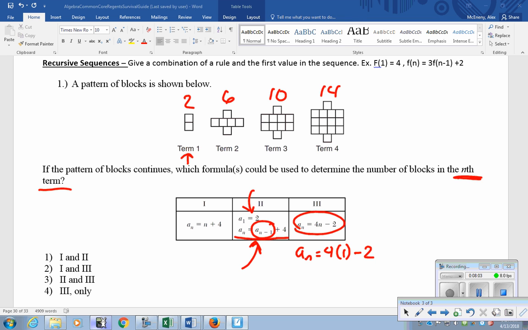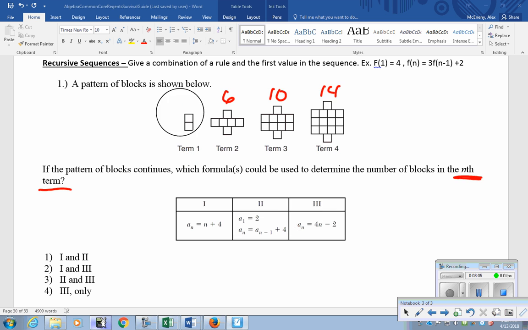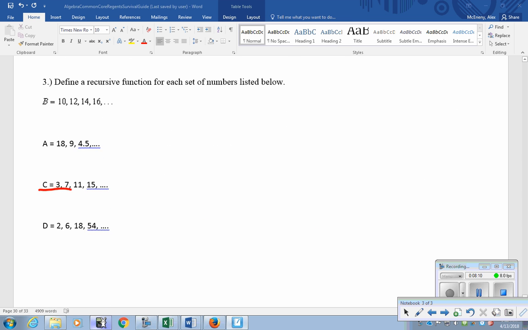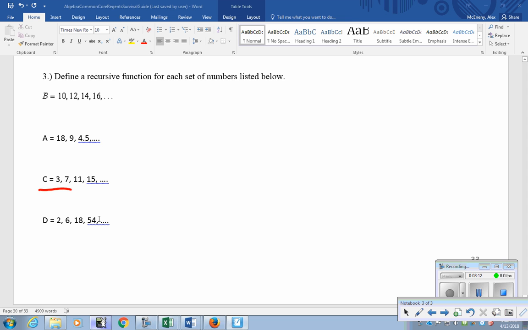And the last one we're going to look at for this is down at the bottom. It's talking about defining a recursive function. So in the case of, let's say the first one here, which they want us to call B, first thing you want to do is label the first term. In this case it's 10. And then the next part of the rule is to state how it's changing.